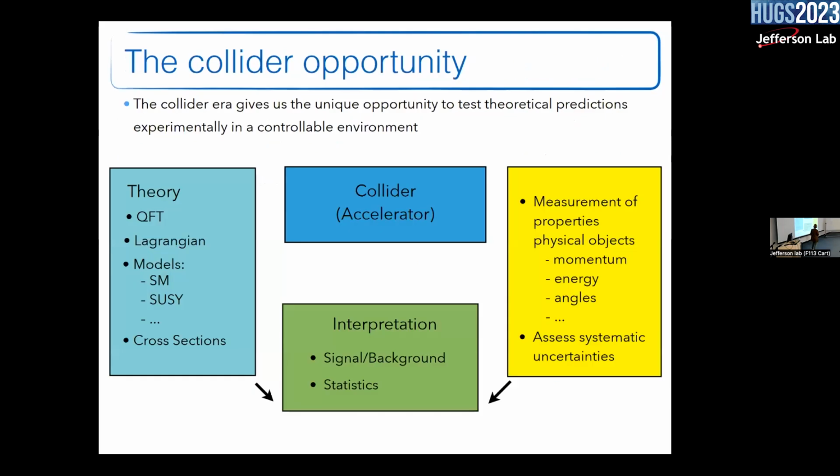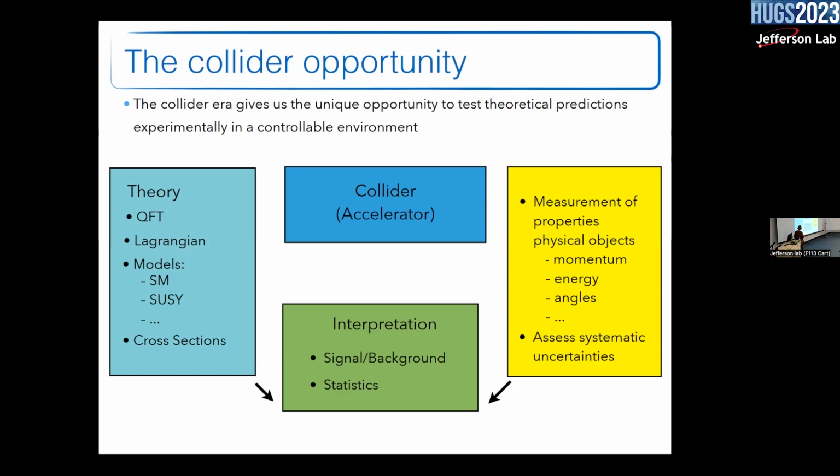So we can see with the lens of precision and see the little deviations that nature wants to show us, okay? Very good. And I think that we have a huge opportunity, which is given by the colliders, because we really have a unique opportunity to test our theoretical predictions from the standard model or from theories beyond the standard model experimentally in a controllable environment.